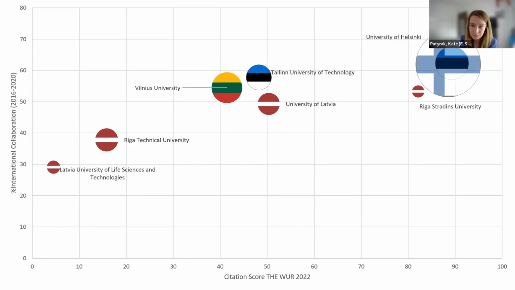Another example is how international collaboration is actually influencing citation score. So here we have the percentage of the publications published within international collaboration. And here is, of course, once again the citation score for THE World University Ranking 2022. And again, not so much, but still we see the trend that the higher the percentage of international collaboration is, the higher is also the citation score.